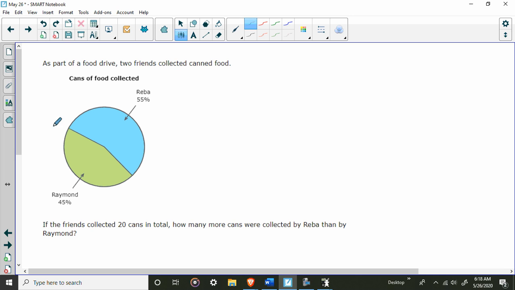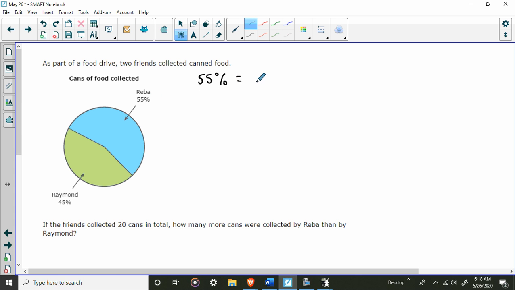All right. As part of a food drive, 2 friends collected canned food. Reba collected 55% of them. Raymond collected 45% of them. If the friends collected 20 cans in total, how many more cans were collected by Reba than Raymond? Okay, so there's 20 cans total. So what I want to know is what's 55% of 20? What's 45% of 20?